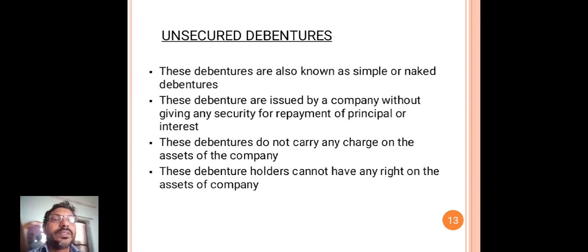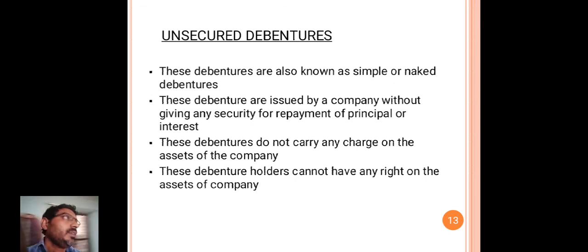These debentures do not carry any charge on the assets of the company. These debenture holders cannot have any right on the assets of the company. So here the name itself is saying unsecured debentures. Unsecured debentures means these debenture holders do not have any charge on the assets of the company.